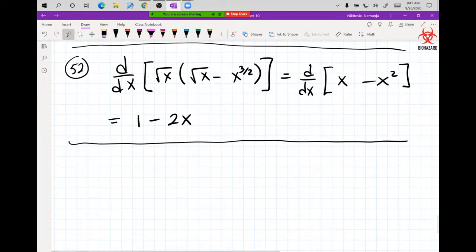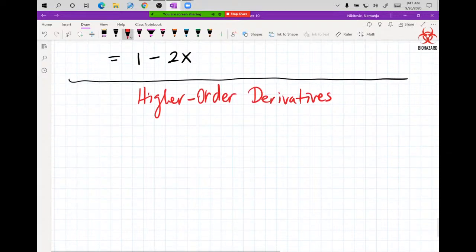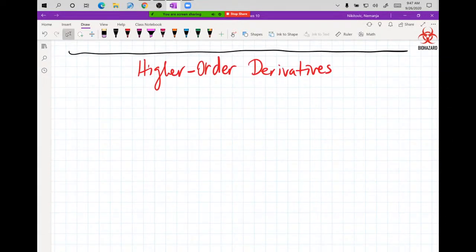One more concept. And then we are good to go.